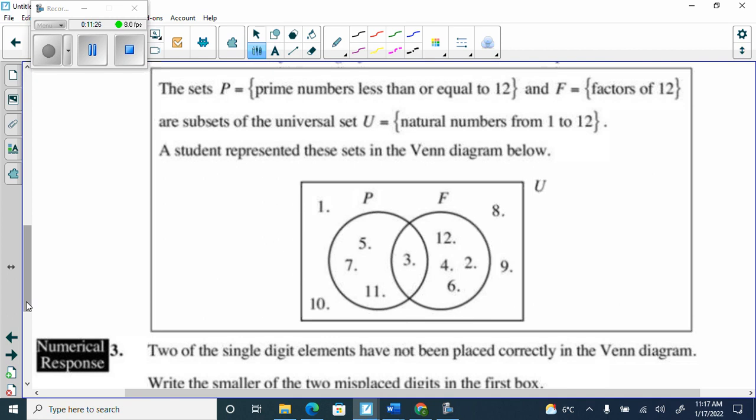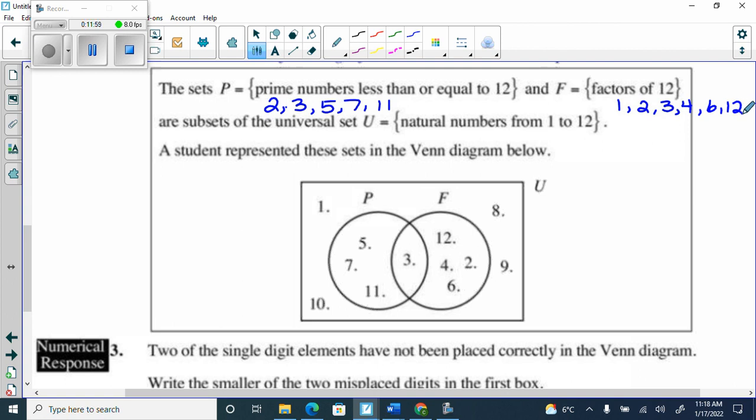So P are the prime factors less than 12. Prime factors less than 12 are 2, 3, 5, 7, and 11. So in P I should have 2, 3, 5, 7, and 11. I'm missing the 2. It's less than or equal to 12. Factors of 12 would be 1, 2, 3, 4, 6, and 12. And then it's the natural numbers 1 to 12.